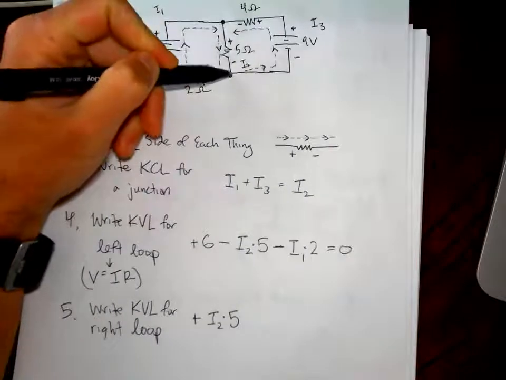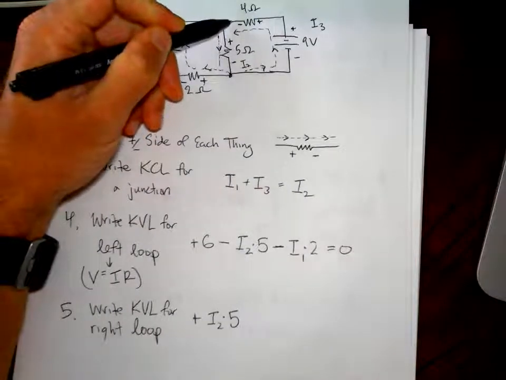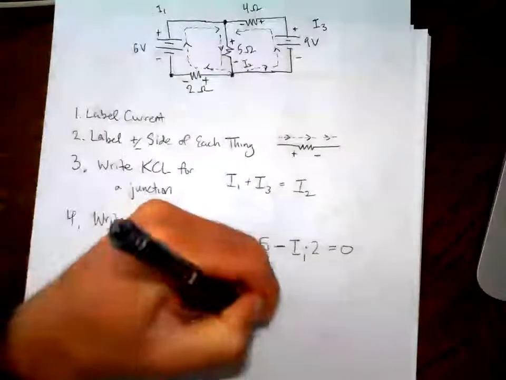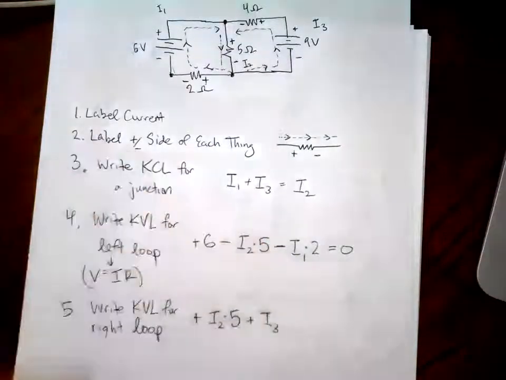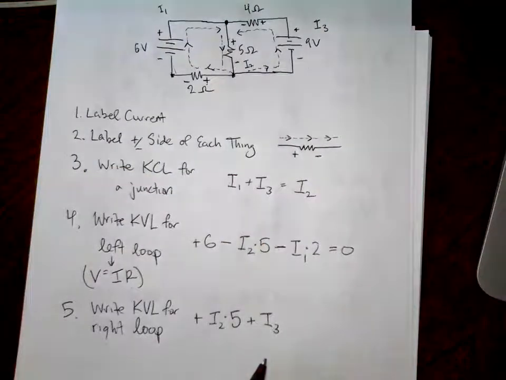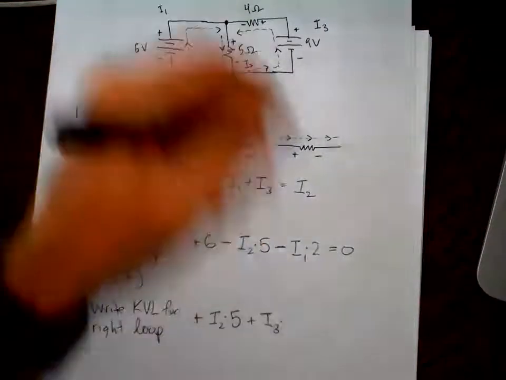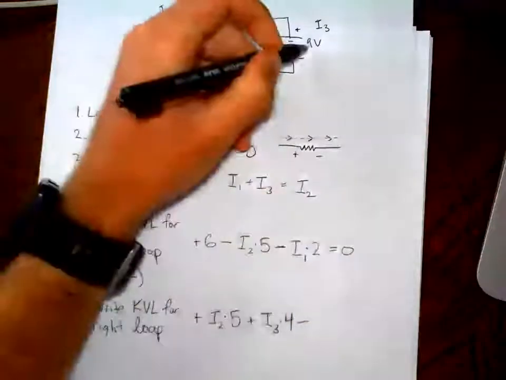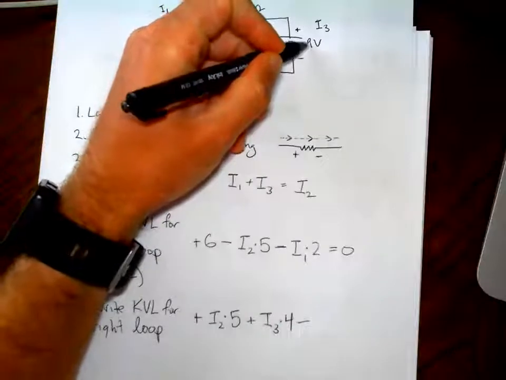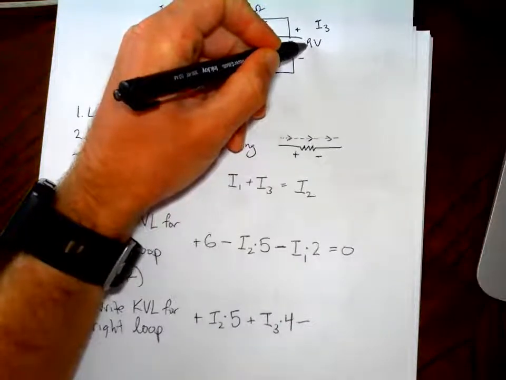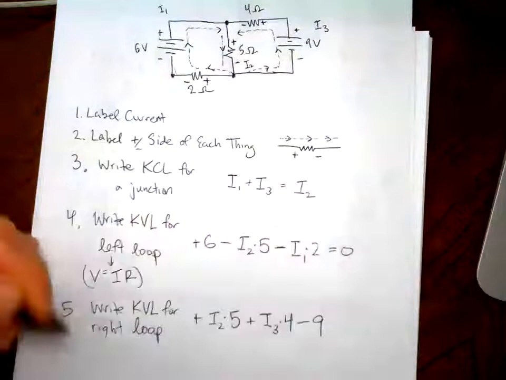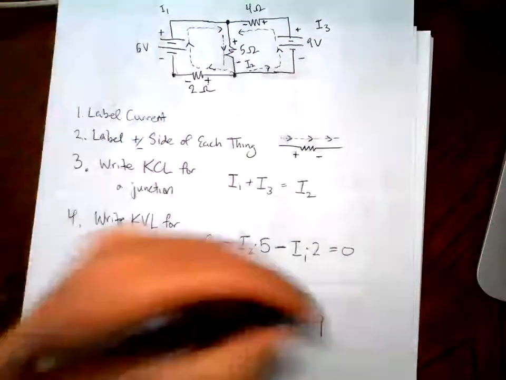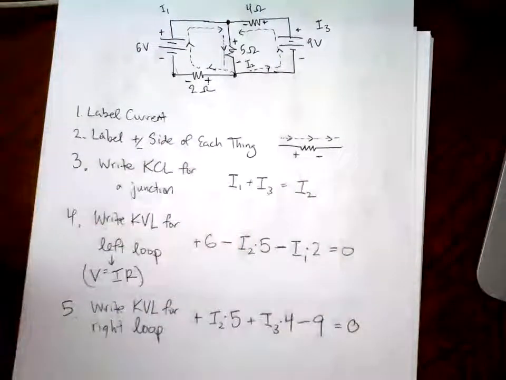Then I get to the top of this segment, and I turn right and go along this segment. You can see I run into this resistor, so I have plus I3 times R, which is 4. Then the battery is a drop, and batteries have a defined drop independent of the current. So it's just 9 volts, so I have minus 9. After I go through the battery, I get back to my starting point, so I set it equal to 0.